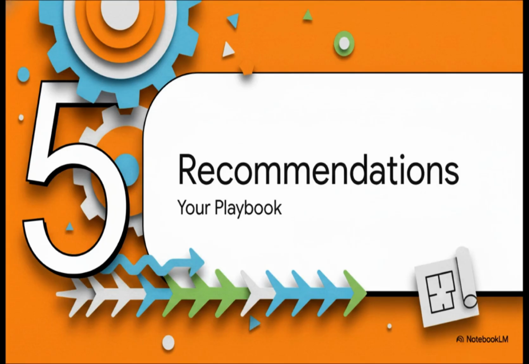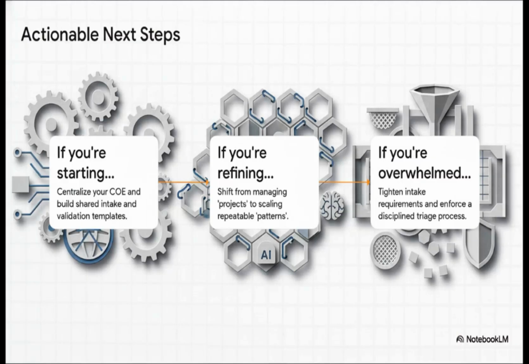So, what does all of this mean for you, for your organization? Let's wrap this up and turn this entire framework into your personal playbook. Look, your next move really depends on where you are on your AI journey. If you're just starting out, focus on centralizing your process in a center of excellence and building shared templates. Get the foundation right. If you're a bit more advanced, it's time to shift from thinking about one-off projects to scaling repeatable patterns. And if you're just feeling completely overwhelmed with requests, your number one priority is to tighten those intake requirements and get ruthless about enforcing that triage process we talked about.